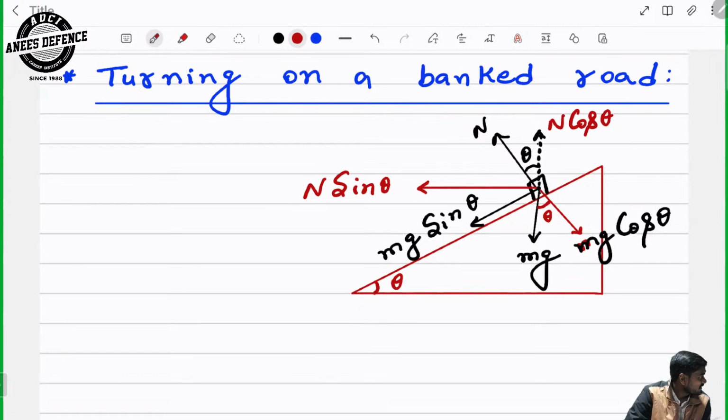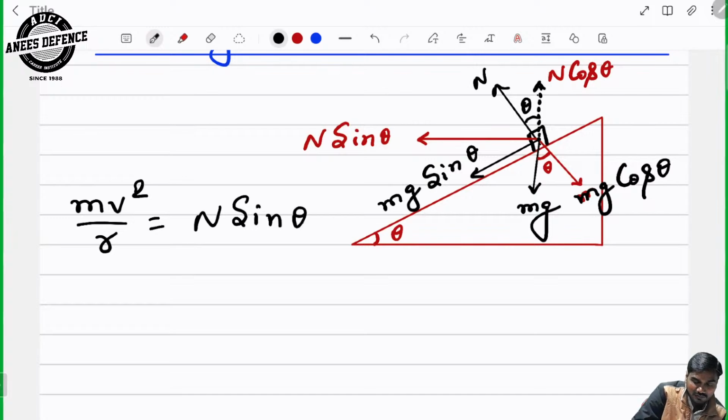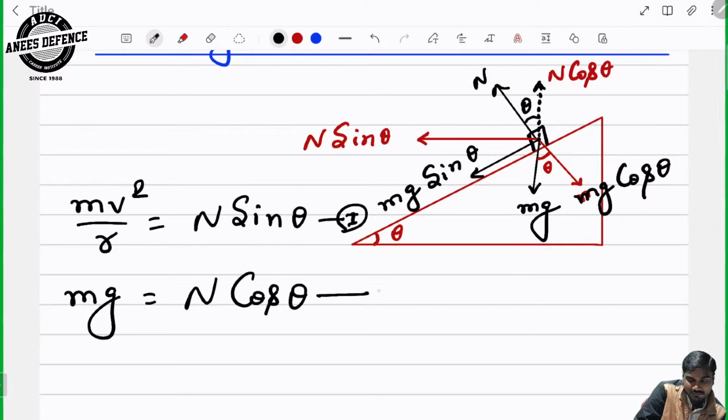And that force is nothing but the centripetal force. So write down centripetal force: mv square upon r is equal to n sin theta. Yes or no? Yes. Equation number 1. And another equation, balance the vertical force. So mg is equal to n cos theta. Write down mg is equal to n cos theta. Equation number 2.